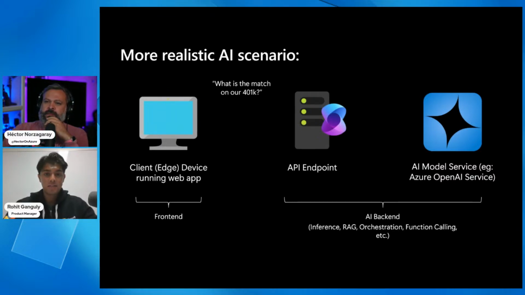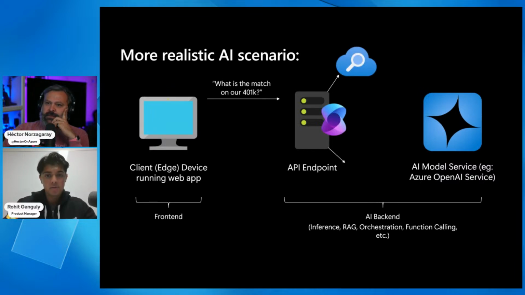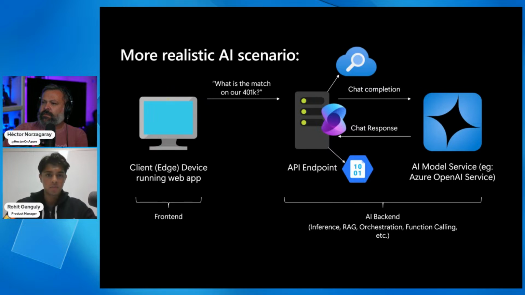So I can ask a scenario, for example, if I passed in documents on our HR policies, I can say, hey, what is the match on our 401k? I'll send that over to the API endpoint. And then the API endpoint can use different vector stores. It can use AI Search, for example. So maybe it checks AI Search. Or maybe it uses Azure Blob Storage to retrieve a file, then uses AI Search to semantically look through it. Then it'll call the completions on Azure OpenAI service, and then it'll get a response. And once it gets a response, then it can send that response back to the client.